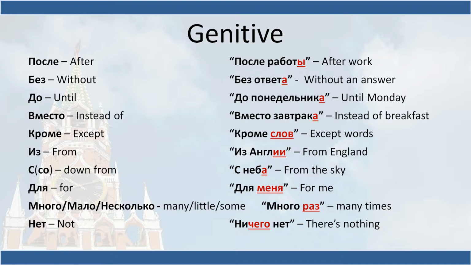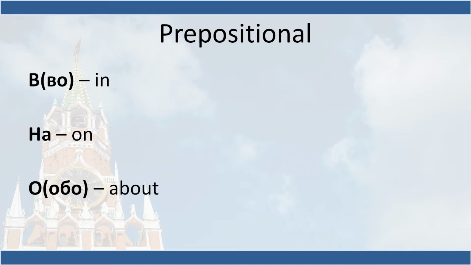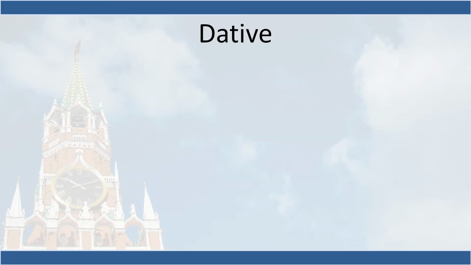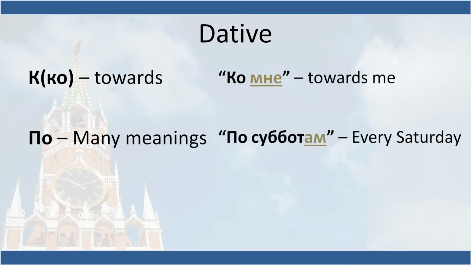Ничего нет, there's nothing. Prepositional. В, in, на, on, о, about. В комнате, in a room. На столе, on the table. Обо мне, about me. Dative: к, towards, по, way too many meanings. Ко мне, towards me. По субботам, every Saturday.